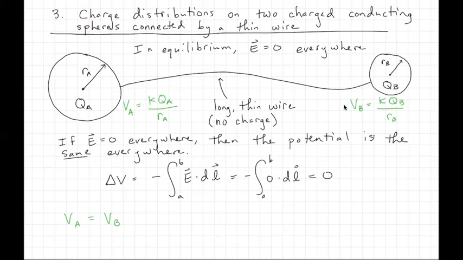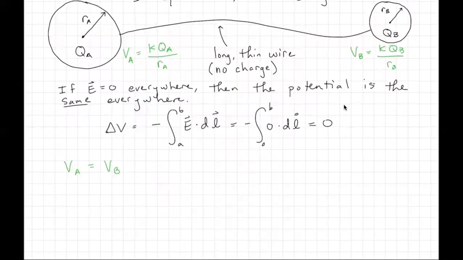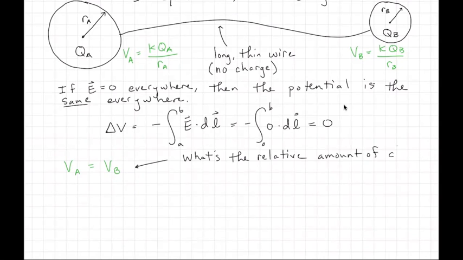So the two questions we're going to ask here are, scrolling down a little bit, this fact here, V_A equals V_B, that one right there. What consequence does that have for a couple of things? First, we want to know the relative amount of charge on the two spheres.